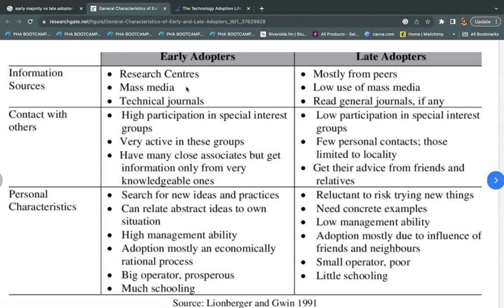But for the late adopters, they are reluctant to risk or try new things. You can see what I just mentioned. Then they need concrete examples. They need to see that this thing is actually working. They need to see proof before they can download it.